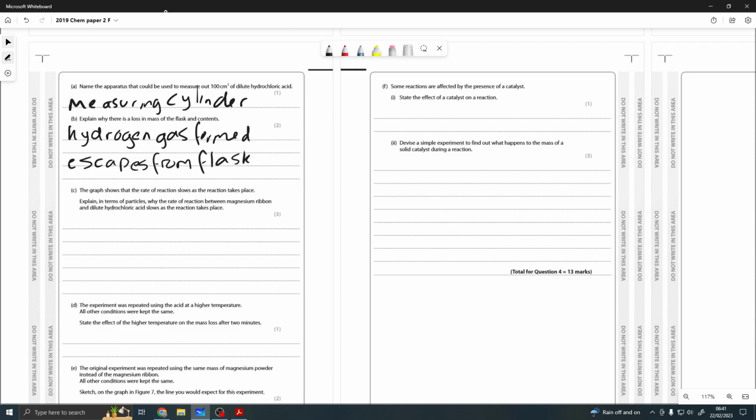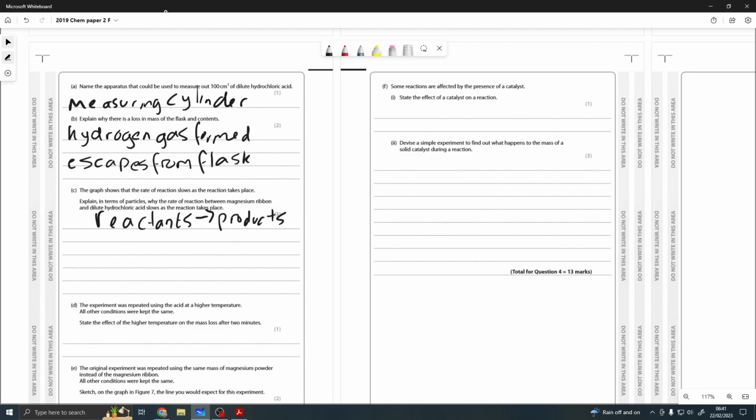Now the graph shows the rate of reaction slows as the reaction takes place, because it starts off steep and then slows down a bit. Explain in terms of particles why the rate of reaction between magnesium ribbon and dilute hydrochloric acid slows as the reaction takes place. Now this is a tricky question, okay? People always fall over on this because you've learned about the whole, hey, particles, they collide, etc.